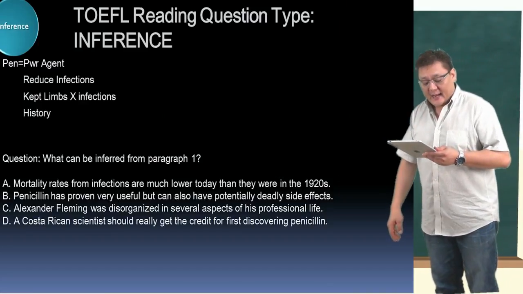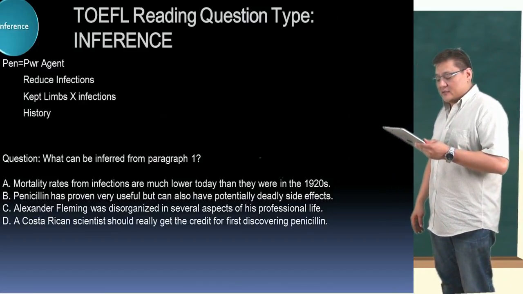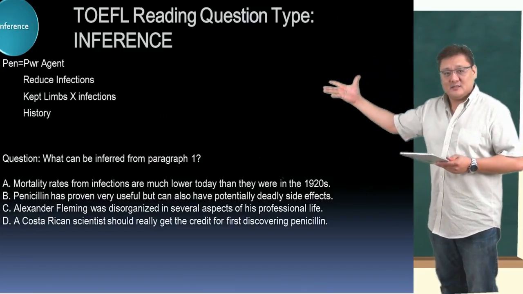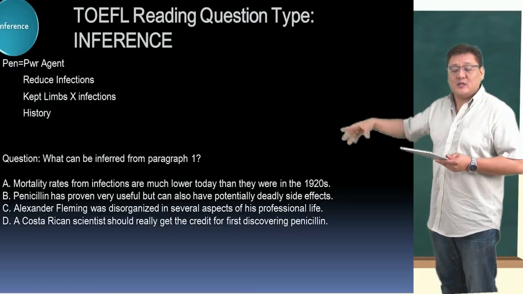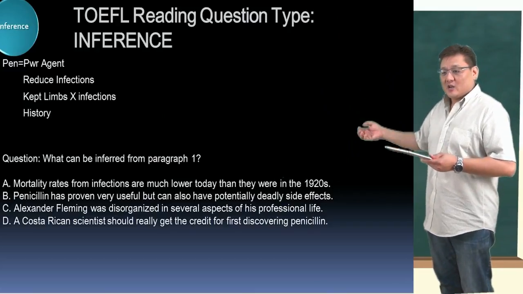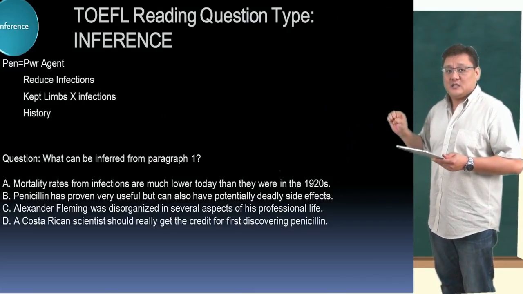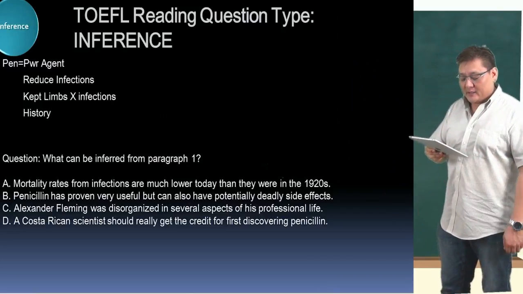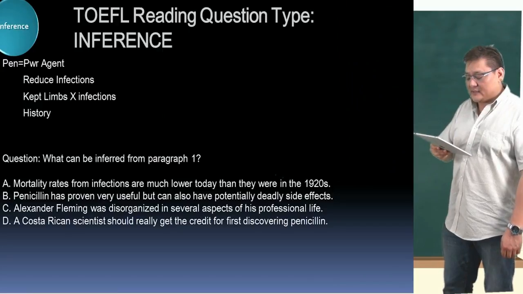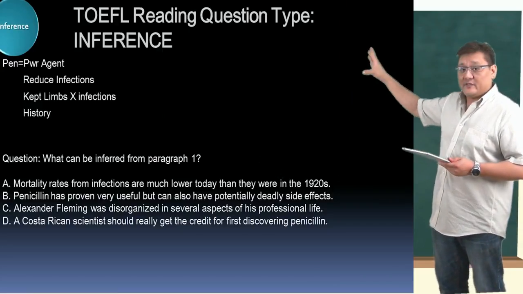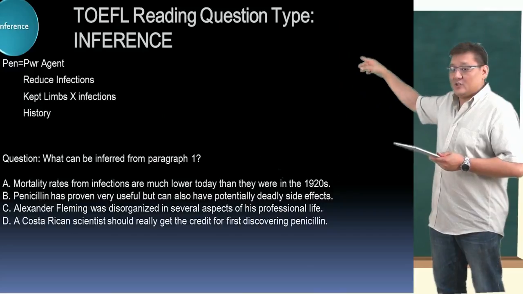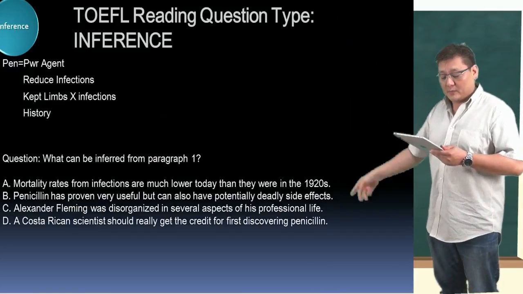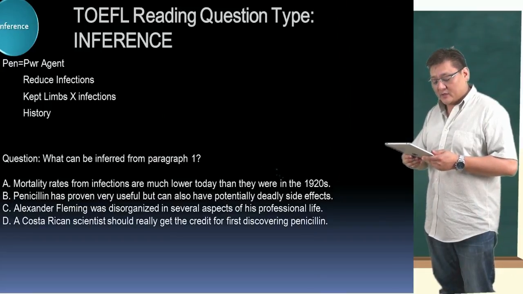Let's look at C. Alexander Fleming was disorganized in several aspects of his life. Is that the reason why he wrote this? That's not the main idea, right? So it can't be the conclusion of this paragraph. Next: tests have provided very useful results, but can also provide potentially deadly side effects. Did he talk about side effects? This sentence doesn't exist in the paragraph. They made it up, so this one is out too. We remove it.